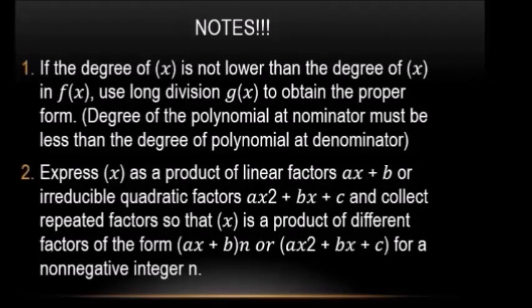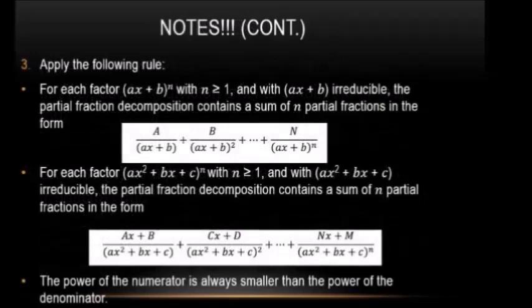Number 1, if the degree of the numerator is not lower than the degree of the denominator in f of x, we need to use long division to obtain the proper form. This means that the degree of the polynomial in the numerator must be less than the degree of the polynomial in the denominator. Number 2, we need to express the denominator as a product of linear factors ax plus b or irreducible quadratic factors such as ax squared plus bx plus c, and then collect the repeated factors so that the denominator is a product of different factors of the form the quantity ax plus b to the n, or the quantity ax squared plus bx plus c to the n, for a non-negative integer n.